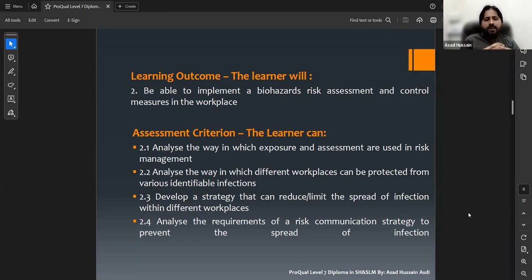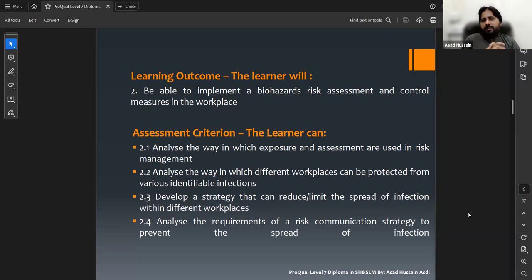Now, moving forward to 2.3, develop a strategy that can reduce and limit the spread of infection within different workplaces. The Level 7 diploma is for people who are managers or above. So definitely they have a part to play, a role to play in management, in higher management, or you can say in top management and middle management.